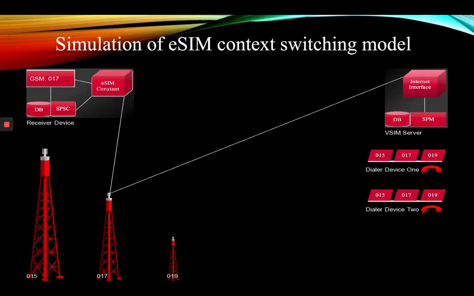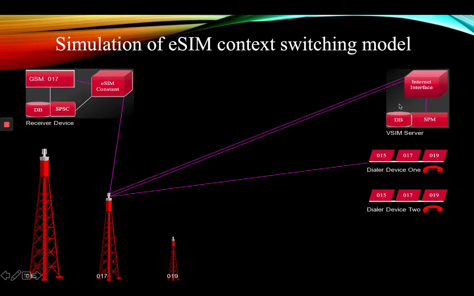Here is a screenshot of our demonstration simulation. We have 3 networks: here is one with identity 015, here is 017, and here is 019. This is the vSIM server, and these are dialer device 1 and dialer device 2. Here is the receiver device. This device is already connected through the 017 network with the vSIM server. Next, dialer device 1 wants to communicate with the receiver device to establish a voice channel, and as this device is already connected with this network, there is no delay.